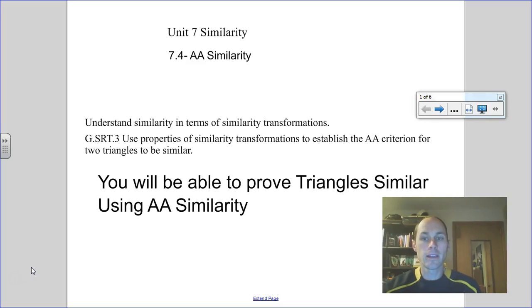All right, here we go again. Similarity. Today we're going to talk about AA similarity. And if you remember what we talked about with congruence, maybe you'll guess that this stands for angle-angle. So we'll talk about ways to prove triangles similar using angle-angle similarity.